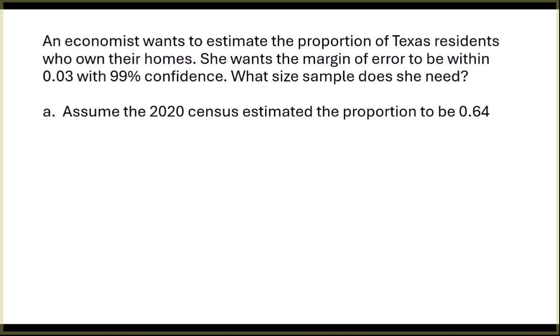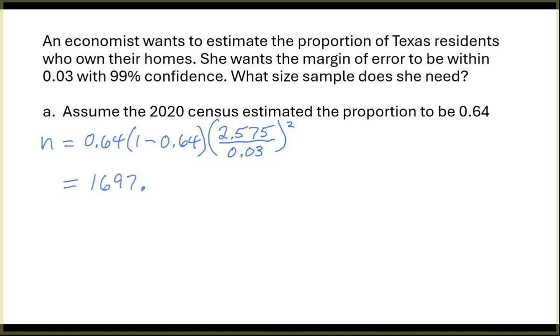So she can use that as her dummy P hat, if you will. So let's plug that in. Notice I'm using 0.64 from the previous data. You already got it? Hold on to it just for a second. See what you get. Okay, Elijah, what'd you come up with? 1,697.44. Okay, like that.